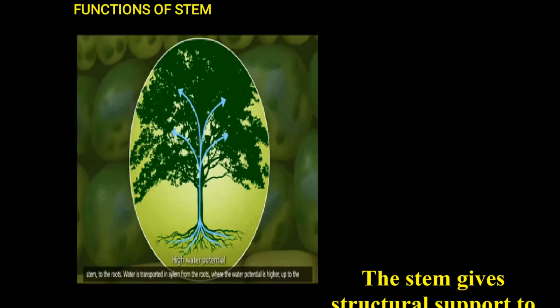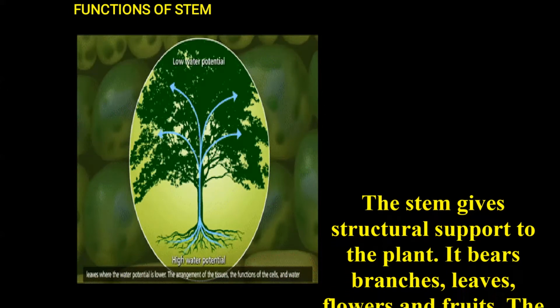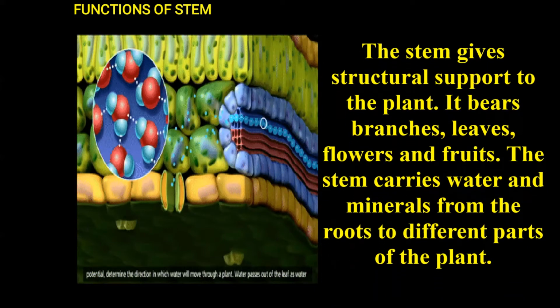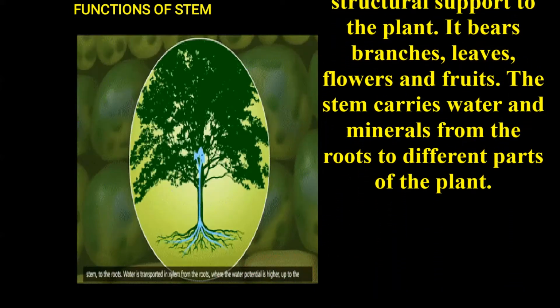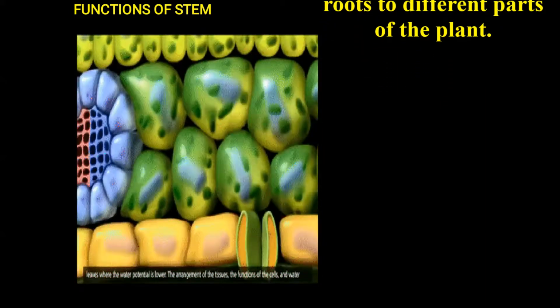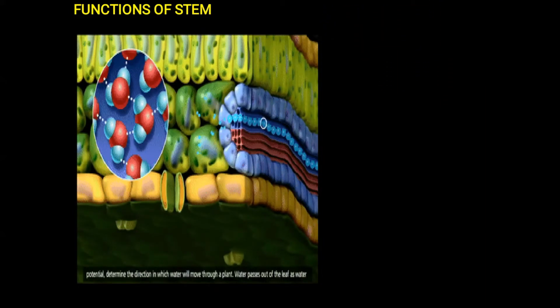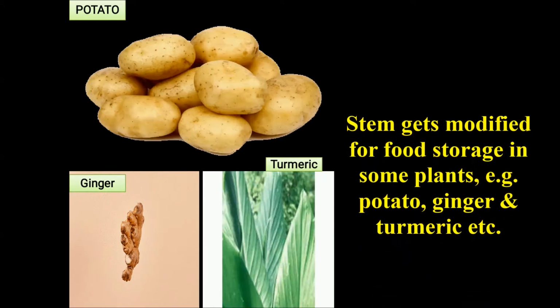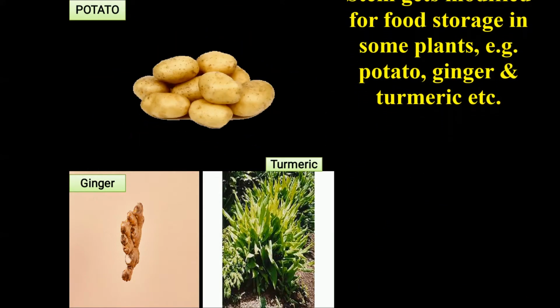Now let us discuss about the functions of the stem. The stem gives structural support to the plant. It bears branches, leaves, flowers and fruits. The stem carries water and minerals from the roots to the different parts of the plant. The stem gets modified for food storage in some plants like potato, ginger, etc.